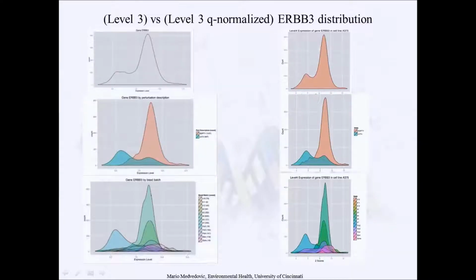If we perform quantile normalization of these 2,000 profiles and repeat these figures for ERBB3, you may say that there are slight improvements, but the overall picture remains the same. We still have this bump, and still it's mostly explained by this subset of untreated and bead batch 7 profiles. So quantile normalizing these profiles didn't really remove this artifact.